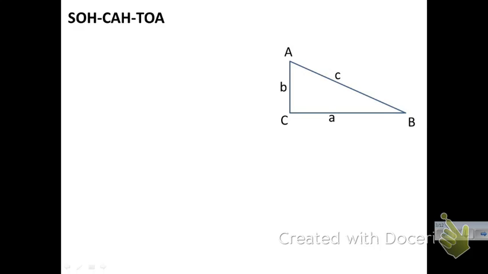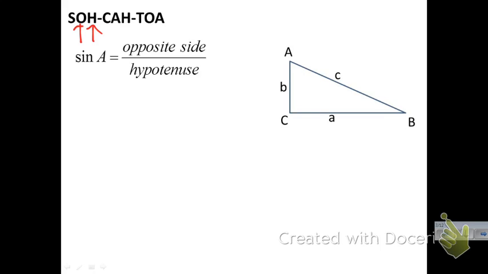So we learned SOHCAHTOA. In SOHCAHTOA, S represents sine of an angle. Sine is spelled S-I-N-E, but we use S-I-N as the abbreviation. We say sine of an angle is equal to opposite, that's where that O comes from, over the hypotenuse. So according to our picture, sine of A is opposite of A, little a, over the hypotenuse, C.